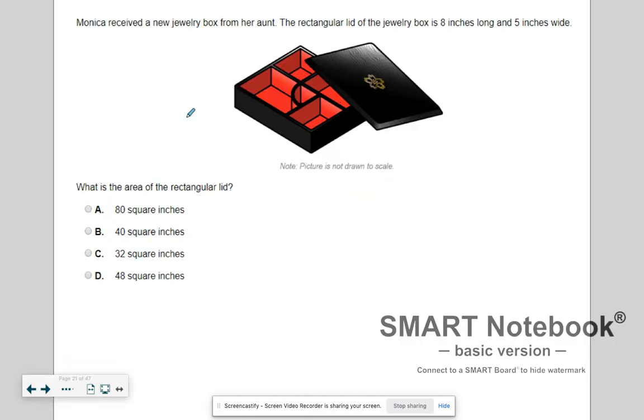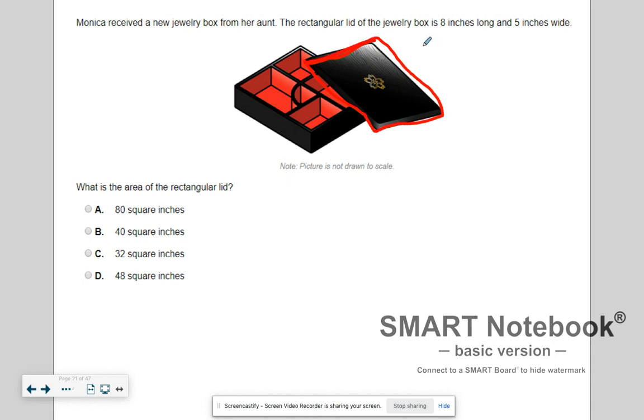All right, and this example came from Study Island, so it might be a little challenging. It says Monica received a new jewelry box from her aunt. The rectangular lid of the jewelry box is 8 inches long and 5 inches wide. What is the area of the rectangular lid? So here's the lid right here, and this is what they're talking about. Here's the lid of the jewelry box.